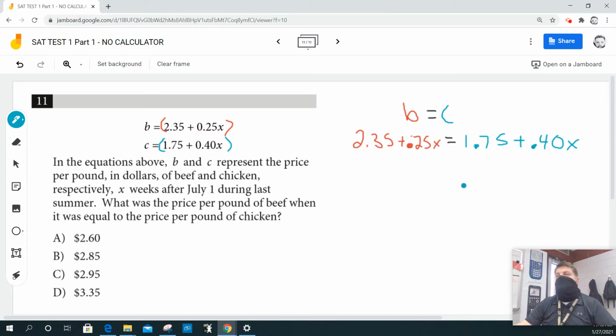Hey, I got a bunch of numbers and some x's. I think I could solve for x, right? So the first thing I'm going to do is get all the x's on one side. Remember, I want to make it look like x equals some stuff. So I move stuff away from the x. So the first thing I need to do, though, is get all my x's on the same side. So I'm going to subtract 0.25x from both sides.